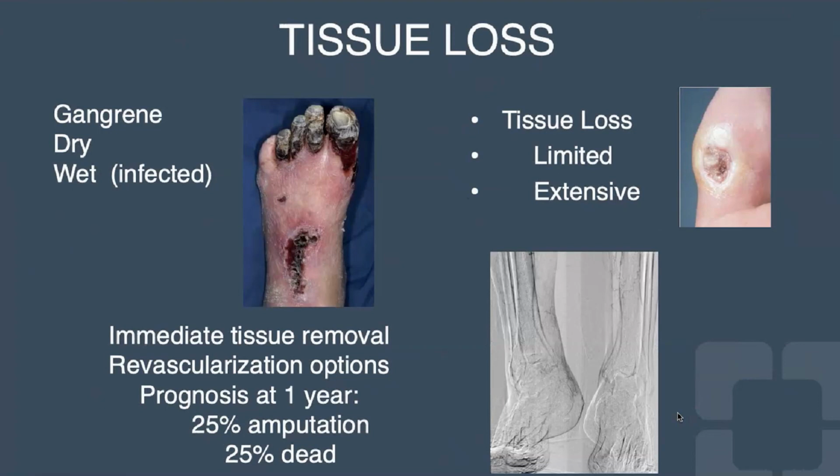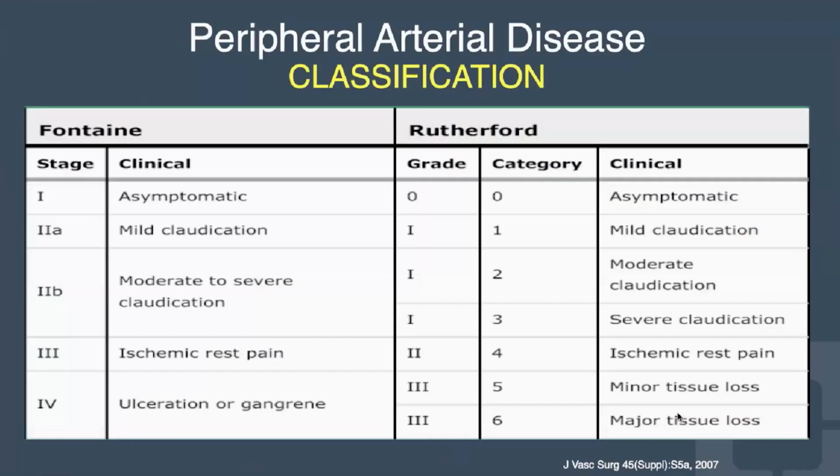The treatment is immediate tissue removal in these wet or infected gangrene patients. And the prognosis, again, is just not so great. At 1 year, about 0.25% are amputated and about 0.25% have some type of cardiovascular-related mortality. How are these patients classified?